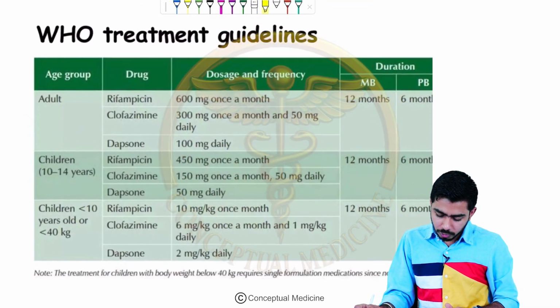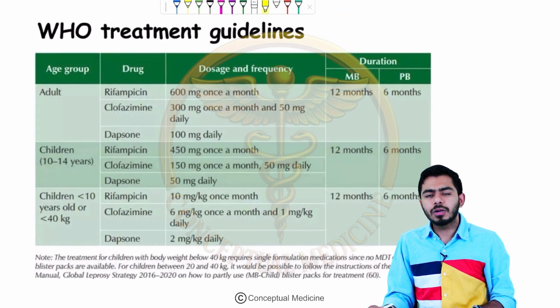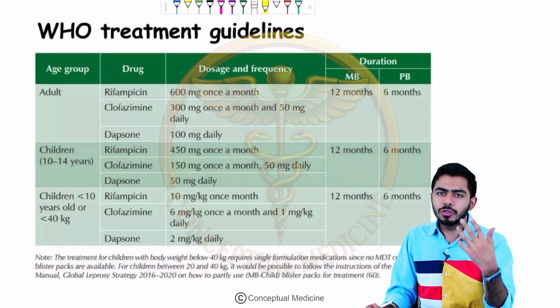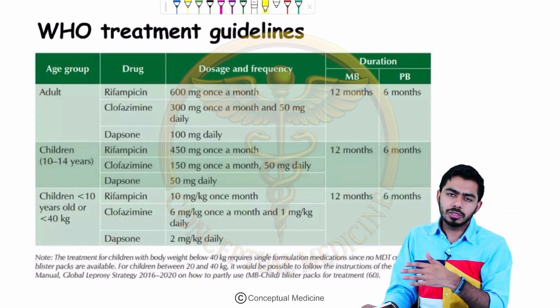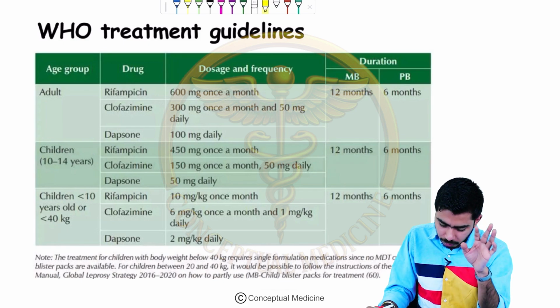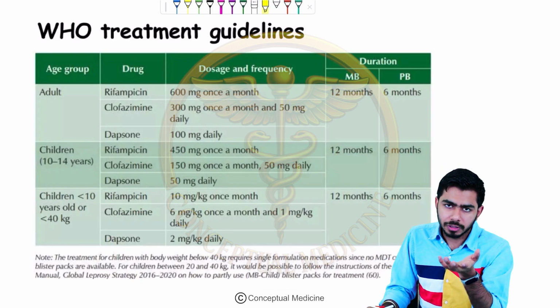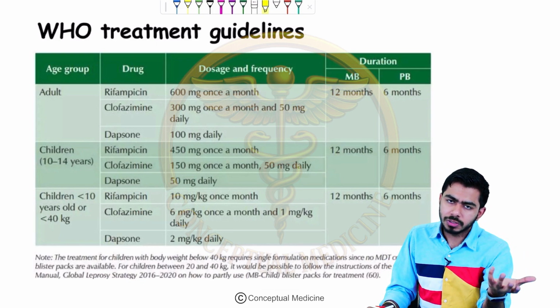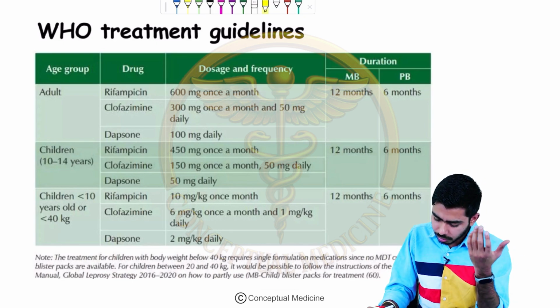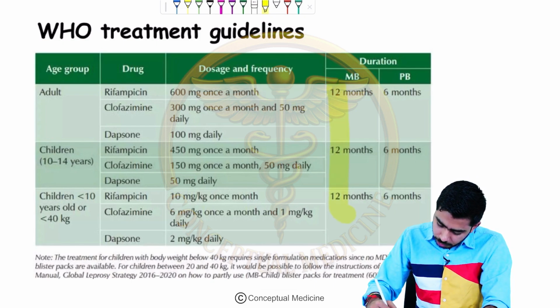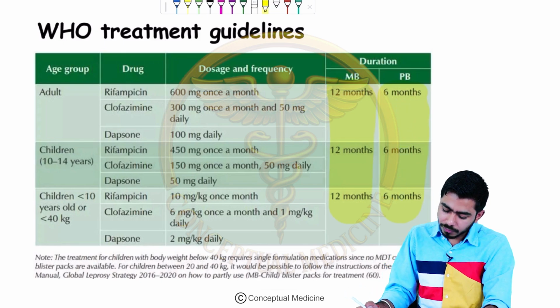Now, what are the WHO treatment guidelines? We have talked about the NLEP program guidelines. For Paucibacillary we were using 2 drugs, and for Multibacillary we were using 3 drugs. WHO says that whether it is Paucibacillary or Multibacillary, we will use the same therapy, that is 3 drugs, but the duration will be different. 6 months will be the duration for Paucibacillary cases, and for Multibacillary cases it will be 12 months. You can see it very well over here.